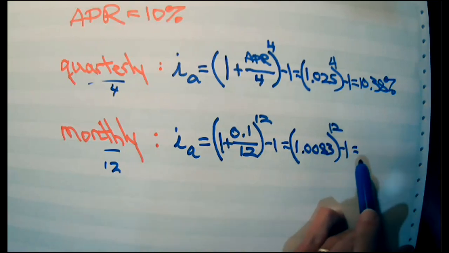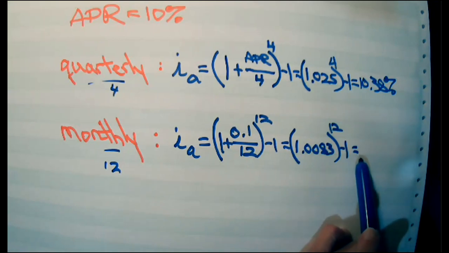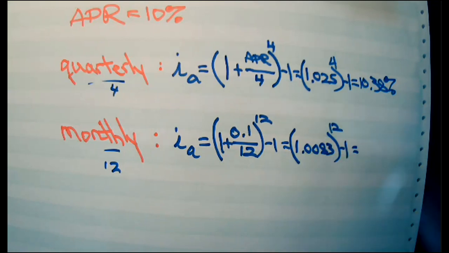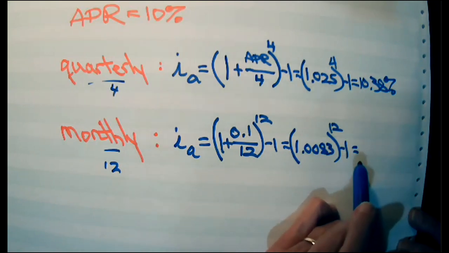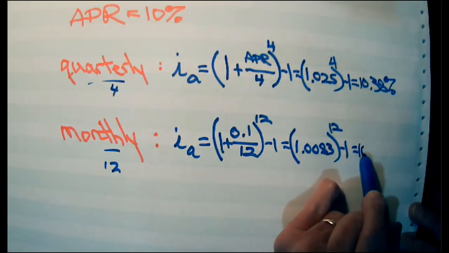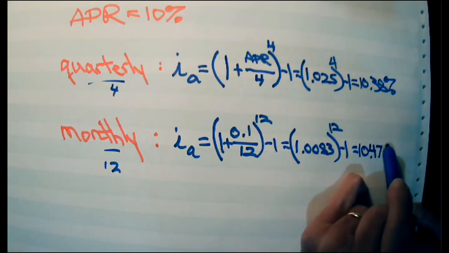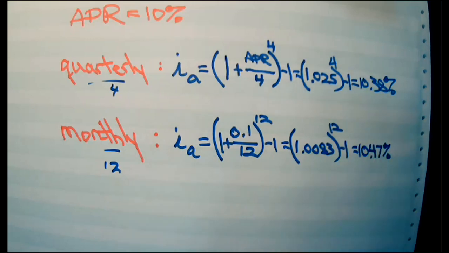Well, for this problem, I can tell you that the APY will be greater than 10.38%, because the more often you compound your interest, the greater the APY will be. And it turns out that the answer here is 10.47%. Not a huge difference, but a significant difference.